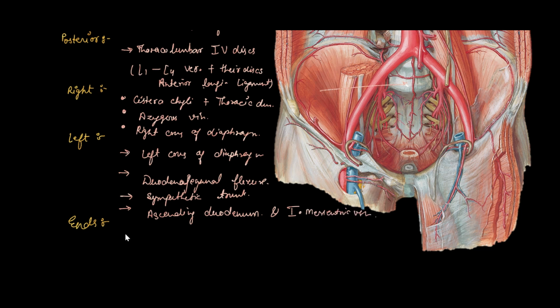And at the level of the lower border of L4 vertebra, it is divided into two common iliac arteries which are present here.